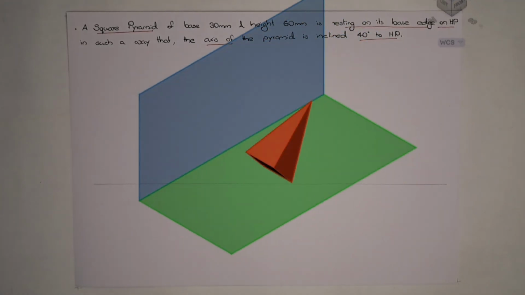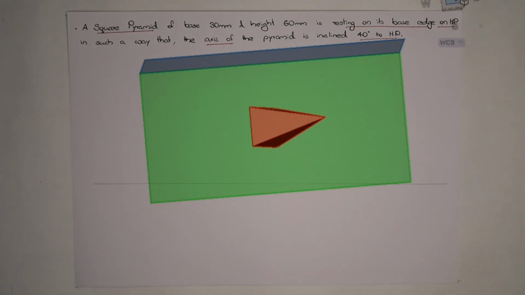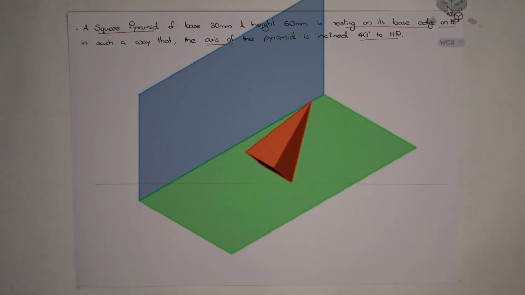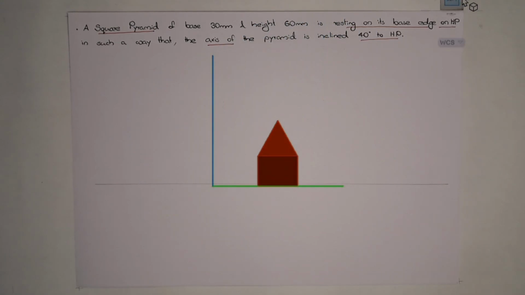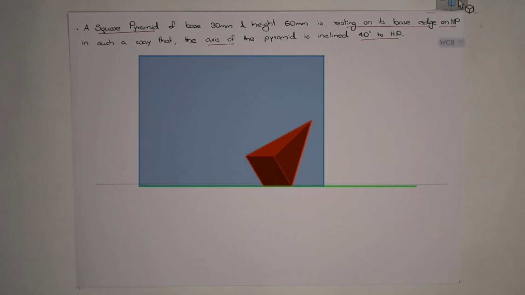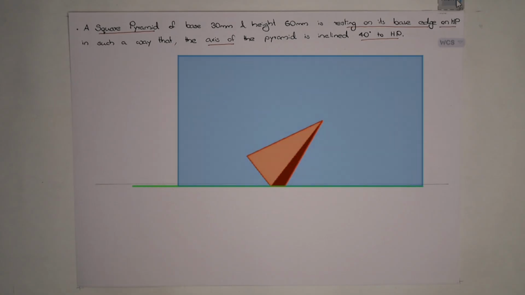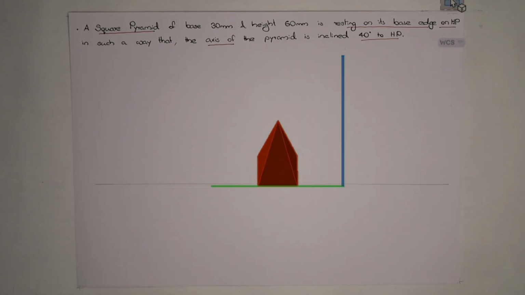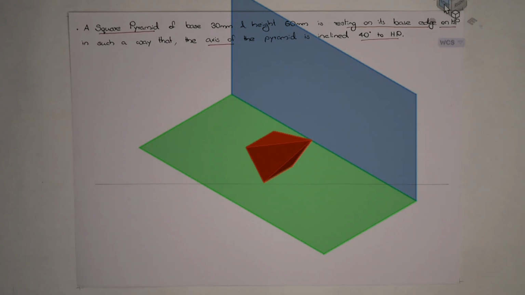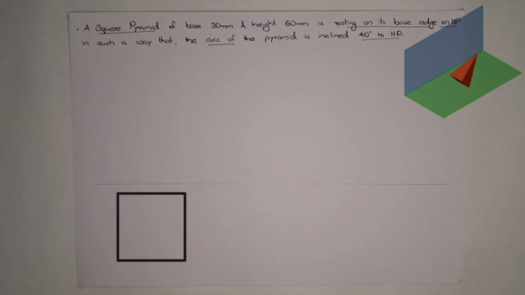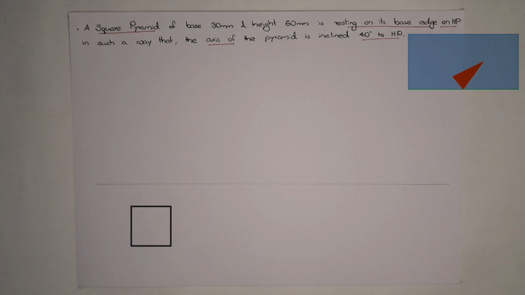Hi everyone. Today we are going to discuss the single inclination of a square pyramid of base 30 mm and height 60 mm, which is resting on its base on HP in such a way that the axis of the pyramid is inclined 40 degree to HP. So at first we need to draw the square for the top view. On the right side will be the side view.